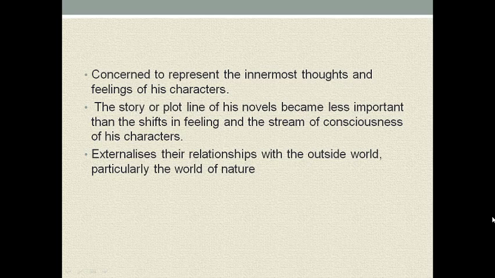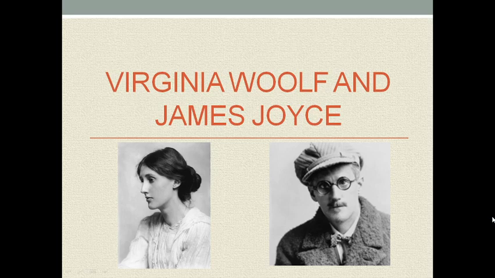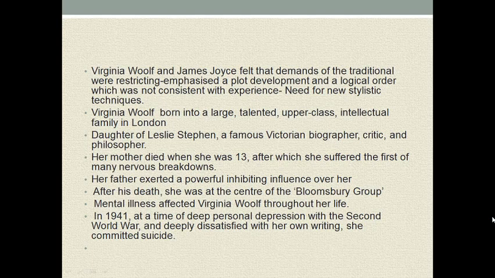So here ends the description of D.H. Lawrence. Now we move to Virginia Woolf and James Joyce. Virginia Woolf and James Joyce felt that the demands of the traditional novel, with its emphasis on external realism, were restricting. These are some of the elements you see in D.H. Lawrence. Though he belonged to the modernist writers, he employed some of the 19th century techniques of realism in his work. But these are the two writers who believed that these traditional forms with the emphasis on realism were actually restricting this form.